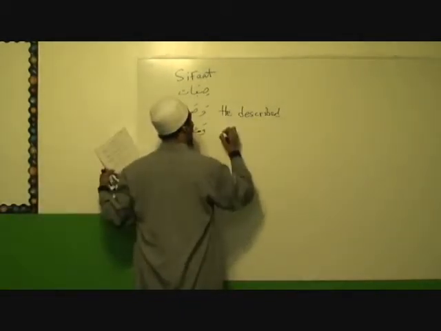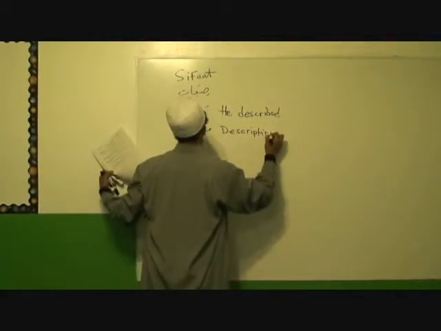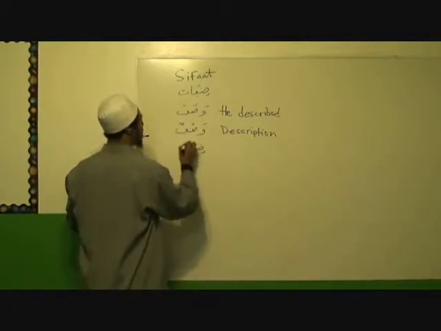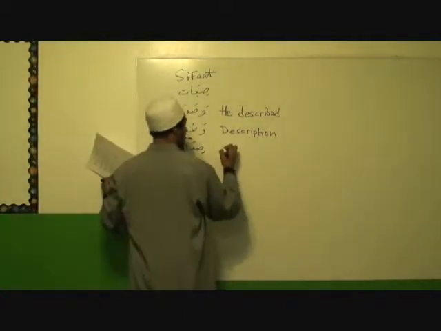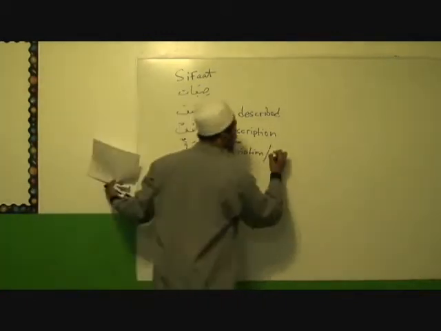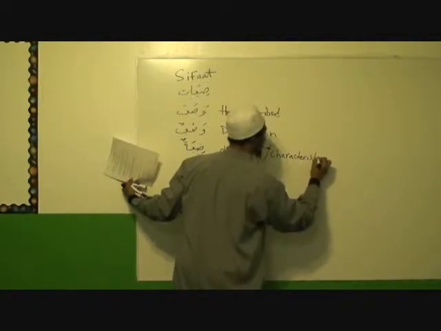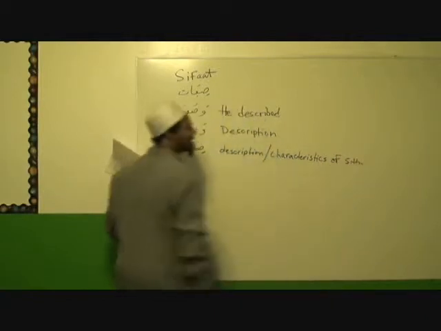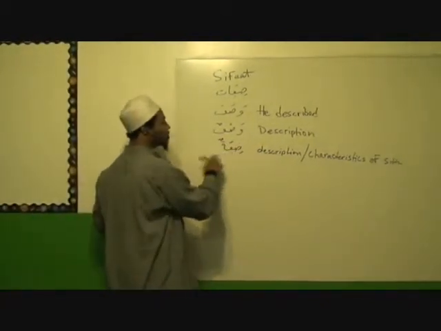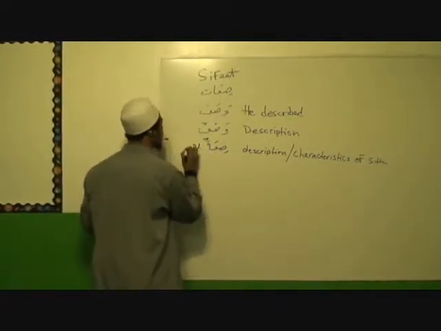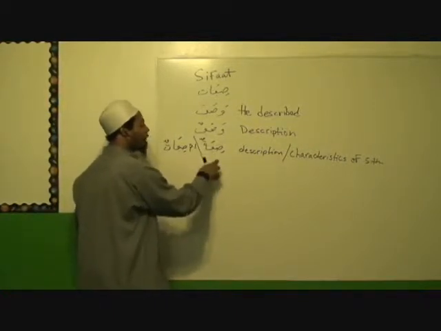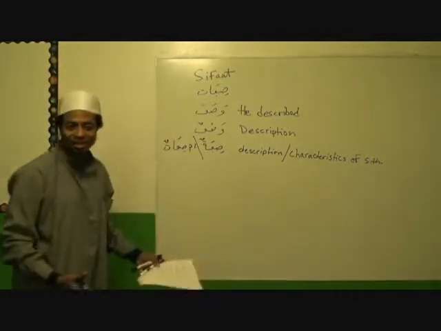Okay? Wasfun is a description. Sifa or sifatun is description, and sifat are characteristics or descriptions of something. S.th means something. You don't have to write the whole word out. Shorthand, okay? Now, one of them is sifa. The plural of sifa is sifat. Okay, say this word. Sifat. So here we have sifa, that's one characteristic. Sifat are the characteristics of something.